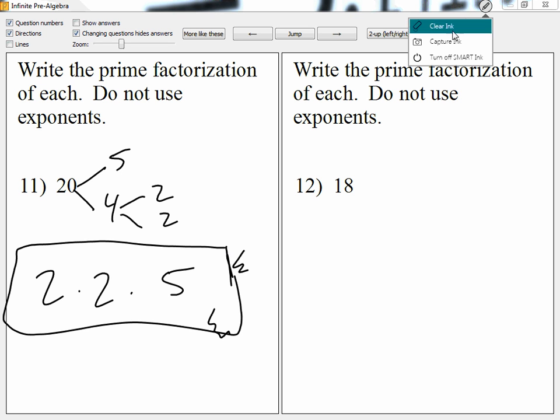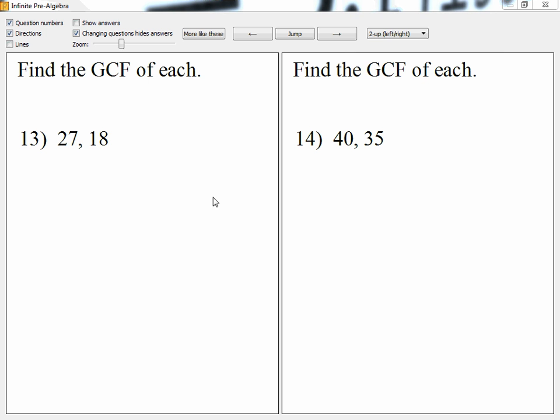Alright, we're going to move into new stuff. Question number 13 says find the GCF of each. But if you notice, the title of the worksheet is greatest common factor. That's what GCF stands for. Greatest means the biggest, right? Common, that it's in both, or everybody has. And factor is what we've been talking about. So greatest common factor, basically the greatest factor that is in this case in both numbers. That's what we're looking at.